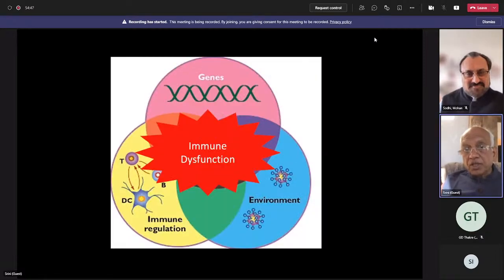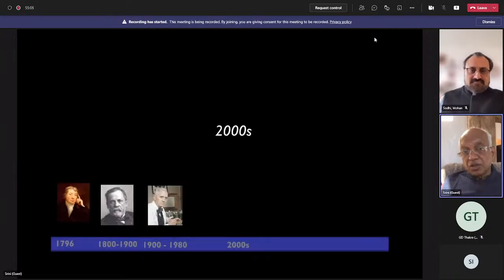And we knew that the genetic component of an individual is very important. And we knew that immune regulation is done by many molecules and cells. But what is important is the environment and how a change in the environment can tilt your immune function to a dysfunction and lead to diseases.